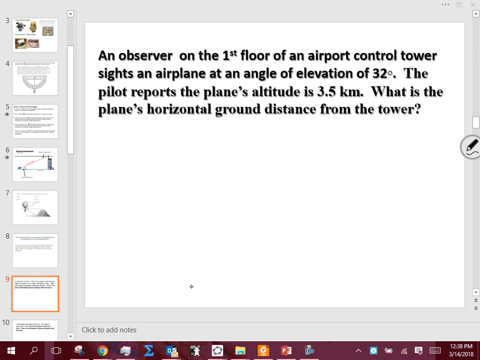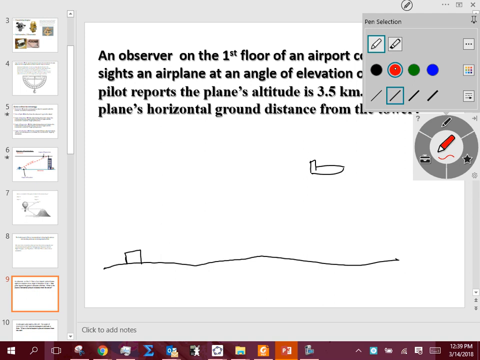It's in the air, right? Okay, it's above ground, so it's not parked on the runway or anything like that. So I've got my control tower down here, and I'm going to have my airplane. And your pictures, guys, they don't even have to be pictures, but we've got our airplane up there. Somebody is in the control tower looking at that airplane.